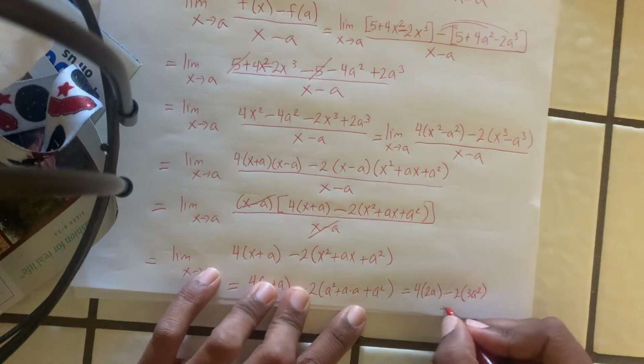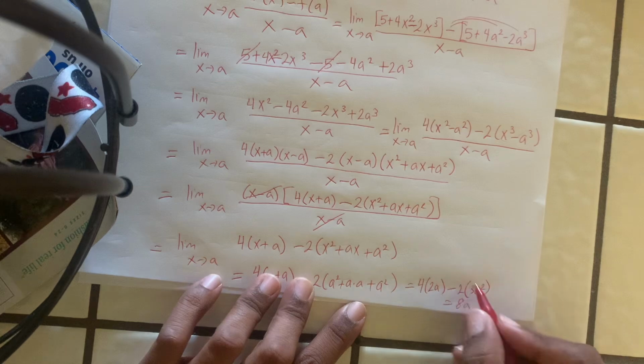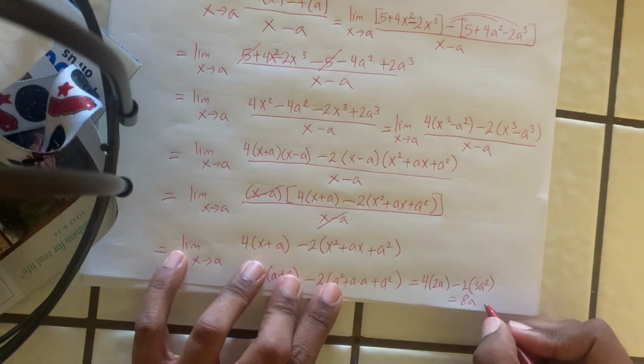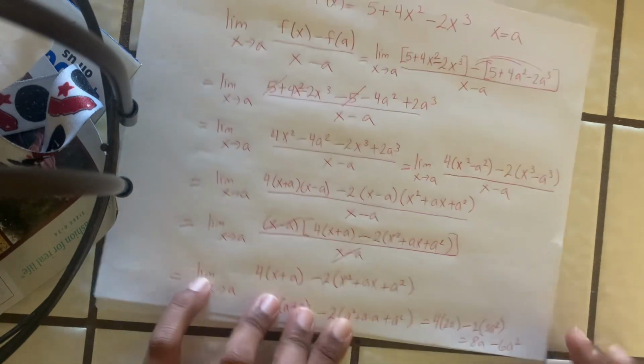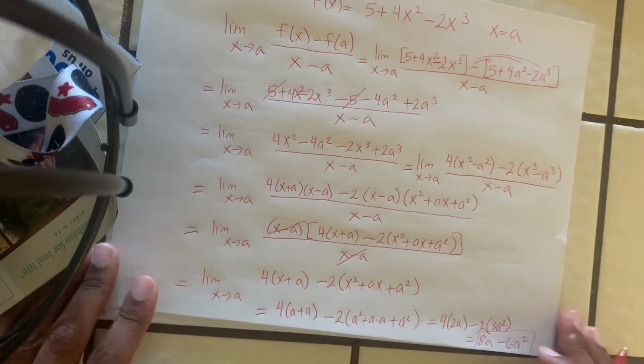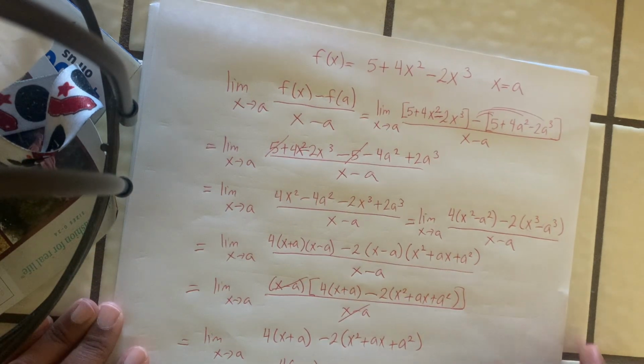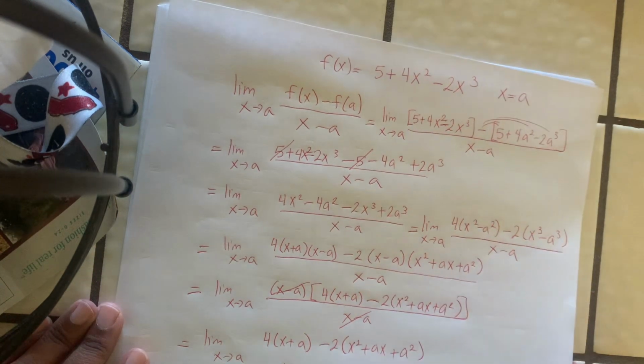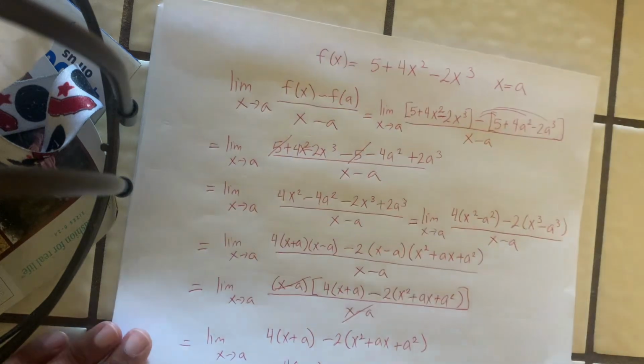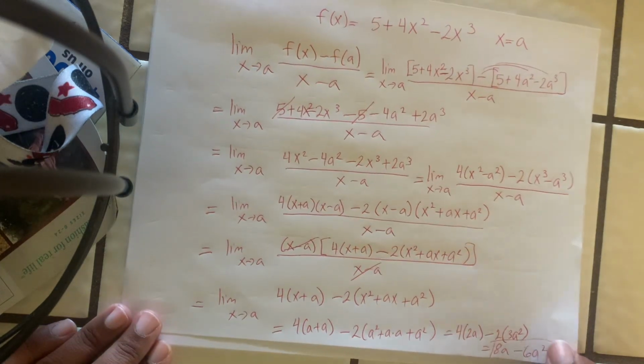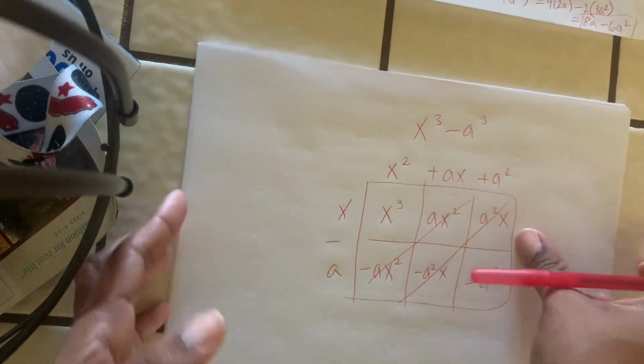4 times 2a, that is 8a, and then 2 times 3a squared, that is minus 6a squared. And that would be our answer. All right, now I'm gonna show the same problem, but using the other method, right? So let's get rid of that.